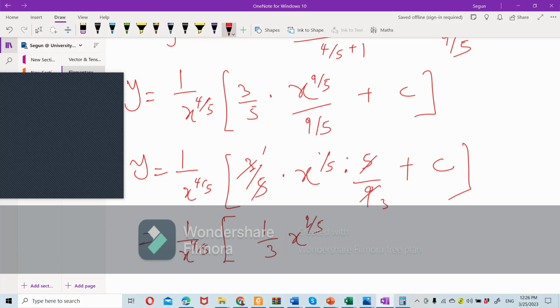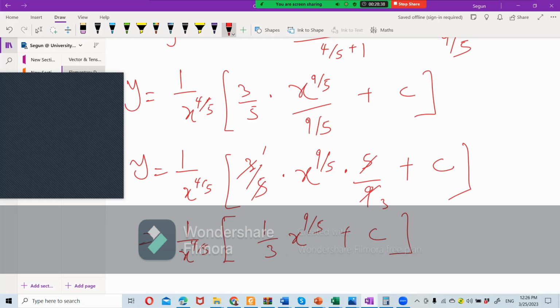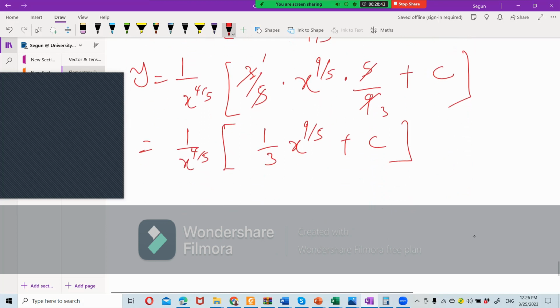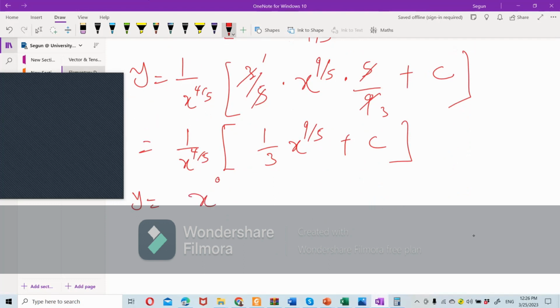This is 9, is not q. So plus c. So I can take this one to open the bracket here. What do I have? I want to open the bracket here. I'm going to have y equals to x 9/5 divided by 3x 4/5 plus c over x raised to power 4/5.